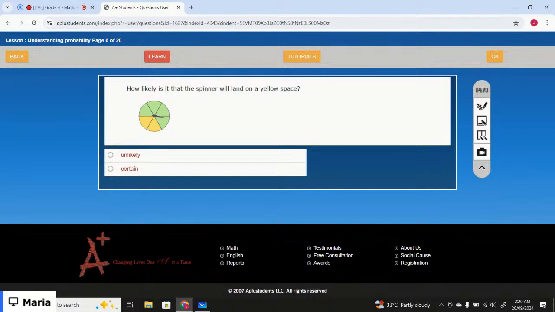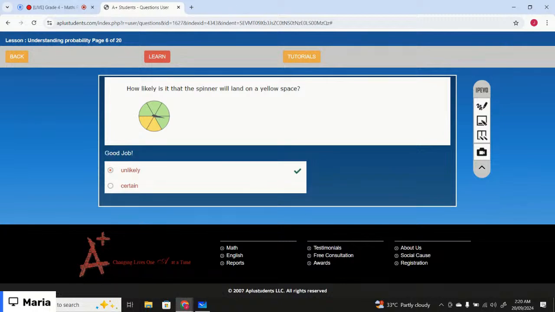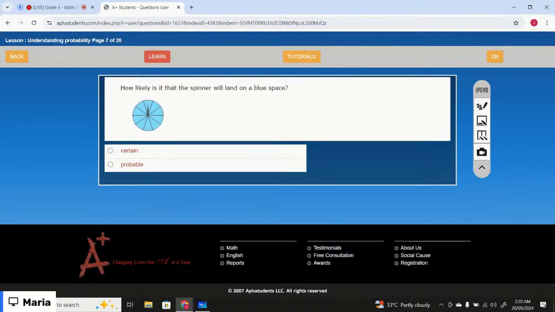How likely is it that the spinner will land on a yellow space? Unlikely or certain? Unlikely it is, because the smaller portion is yellow, so it is unlikely to land on it. Certain is for the one that has the more portion colored, right? For the one that is less, that is unlikely. Got it?